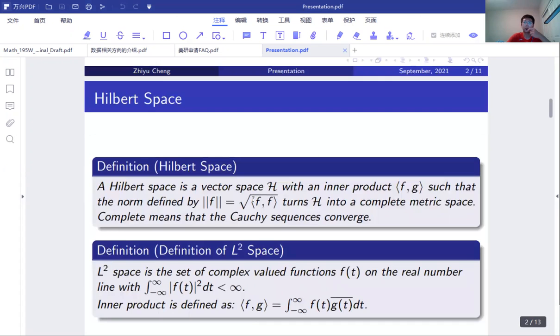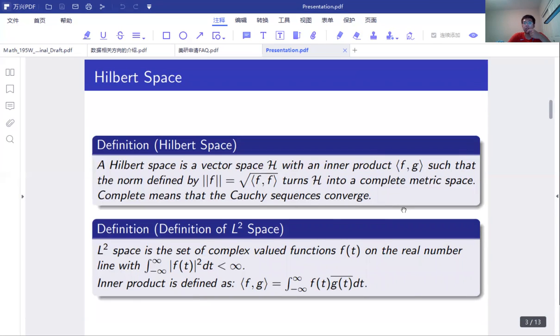Okay, let's start with Hilbert space. The definition of Hilbert space is a vector space H with an inner product, inner product (f, g). So notice there's an inner product. So it is an inner product space such that the norm of f, defined by the square root of the inner product of f with itself, turns H into a complete metric space. Complete metric space shouldn't be a very difficult term to understand, so I will not go through it very deeply.